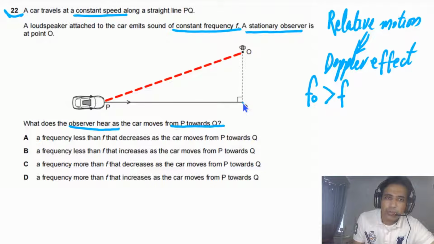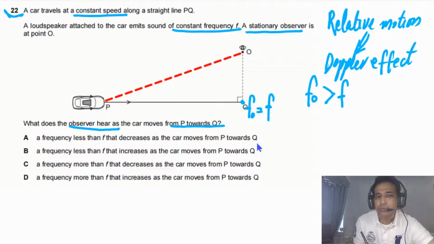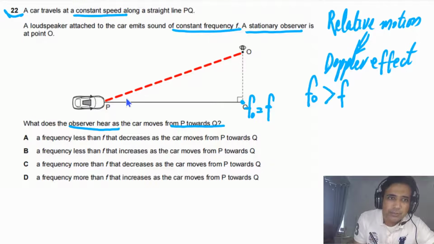And also we can look at this point. When the source is at this point, there is no relative motion between source and observer, because the source is not approaching the observer and the source is not moving away from the observer. So at this point, the observed frequency has to be equal to the frequency of sound produced by the source, because there is no relative motion. Now let's try to answer this question step by step. First of all, we will assume this angle is theta naught. Then this speed is v, meaning this velocity is v.